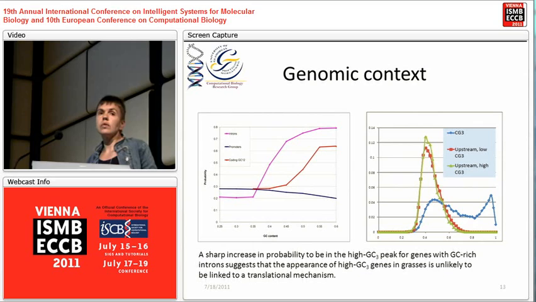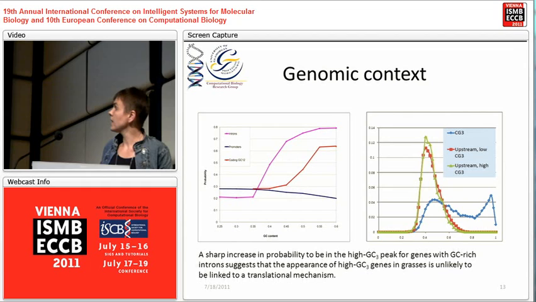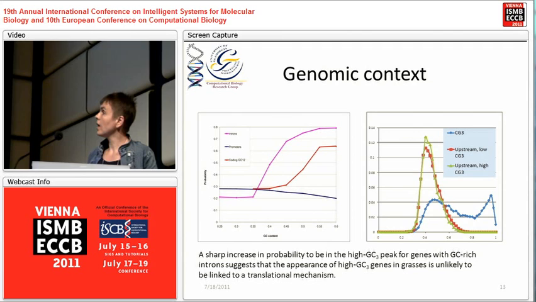If you divide promoters into those whose genes are in the high GC group or the low GC group, you'll see the distribution of CG content of promoters is the same for both groups, so they are not different. Another way of looking at it: if on the x-axis you plot GC content, and on the y-axis the probability of being in a high GC3 peak, you see that if your promoter increases in GC content, it even becomes less likely, though probably not statistically significant, that the gene becomes GC3 rich.